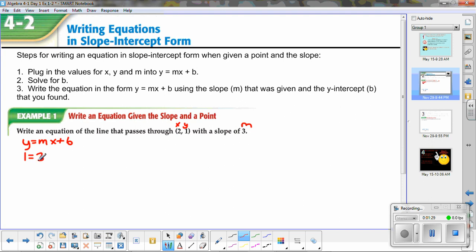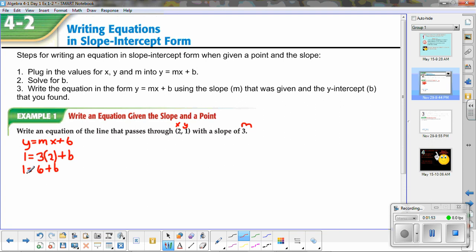I'm going to replace x with a 2, and when m is right next to x, that means multiply, so I'm going to say 3 times 2 plus b, and we don't know what b is, so we're going to leave that as a variable. Now if I want to solve this for b, I have 1 equals 3 times 2, which is 6, plus b.